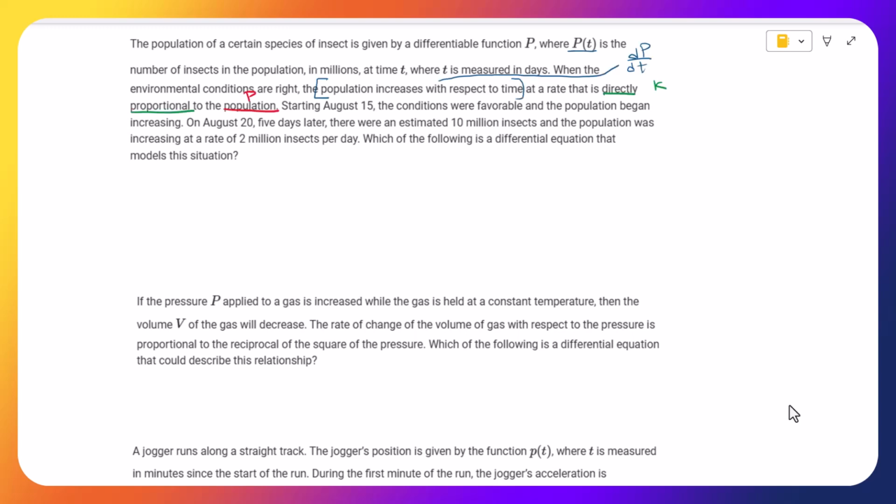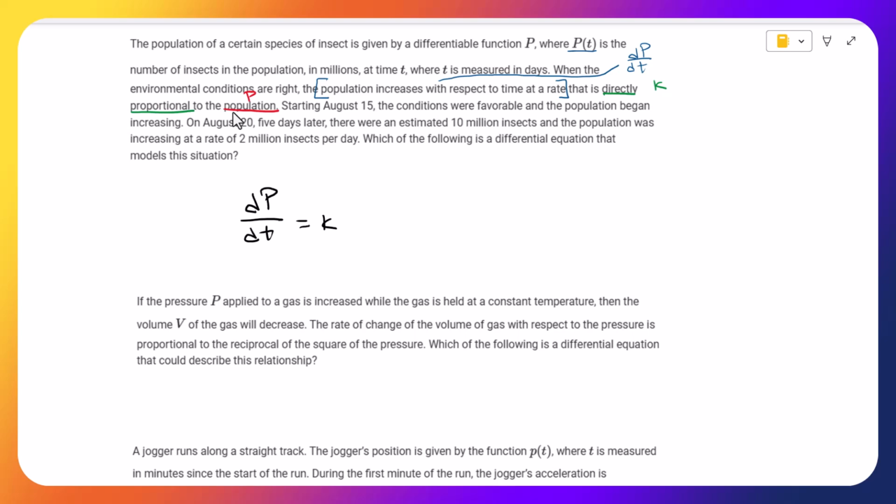Okay, and coming back, these are all the things that stood out to me. So we know we're talking about P of t. The population increases with respect to time at a rate. I should have included that in my brackets. Let me actually go back and include that. So that means dP over dt. That's our first part. That is directly proportional, so that means we're going to have k times x. Well, what is our x in this case? It says to the population, so kP.